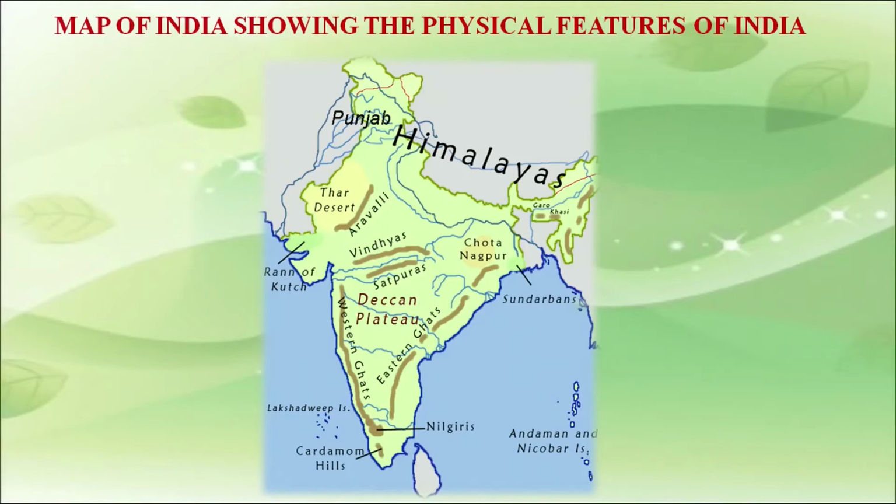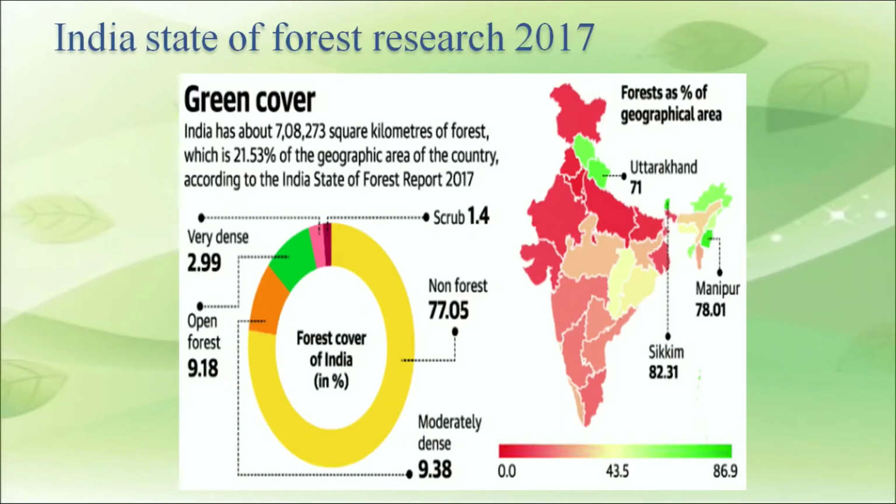Map of India, the physical features of India, in the next slide. This is a figure of forest green cover. India has about 7 lakh 8,273 square kilometer of forest, which is 21.53% of the geographic area of the country according to India State of Forest Report 2017. There is enough evidence to show that dense forests cover India. The variety and distribution of forest vegetation is large. Indian forest types include tropical evergreen, tropical deciduous, temperate, coniferous forest, swamp, mangrove, etc.